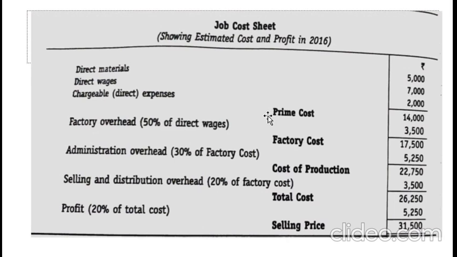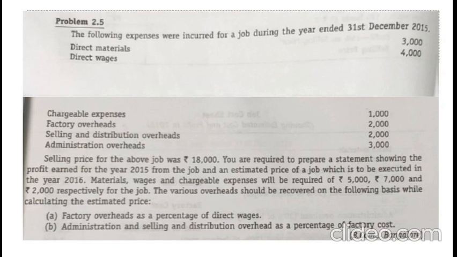Then you need to find out your factory overhead. Here is a place where your actual calculation starts. So what they have told in the question, how are you going to charge your factory expense? They have given here the various expenses or overheads should be recovered on the following basis while calculating the estimated price. So A, factory overhead as a percentage of direct wages. So factory overhead, how is it recovered? On the percentage of direct wages. So the formula will be discussed here. So let us get into the calculation of these 2 points to find out what are the percentages of the expenses you need to charge.